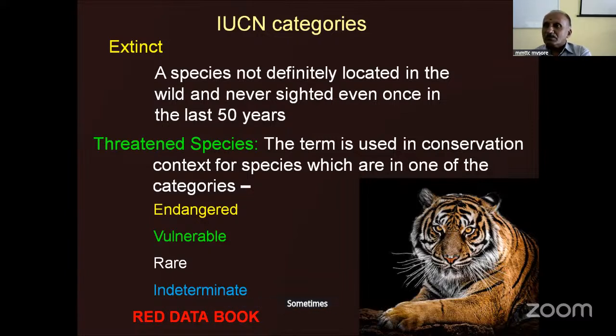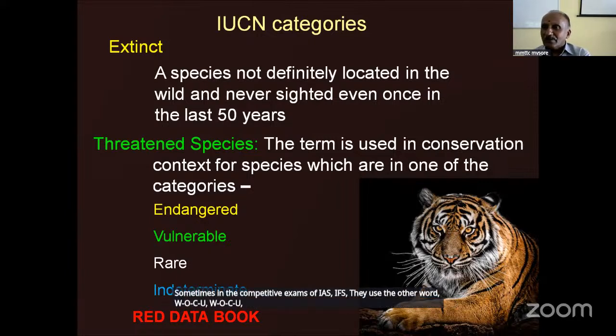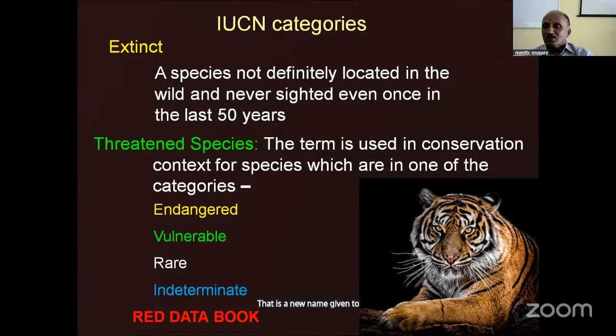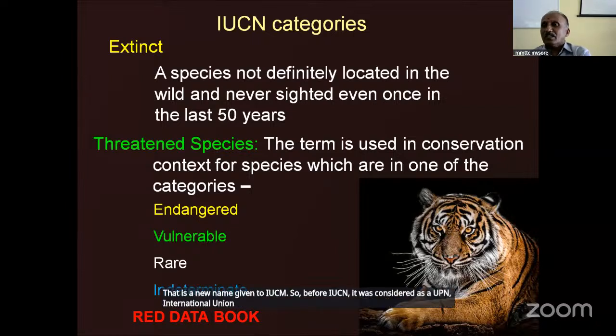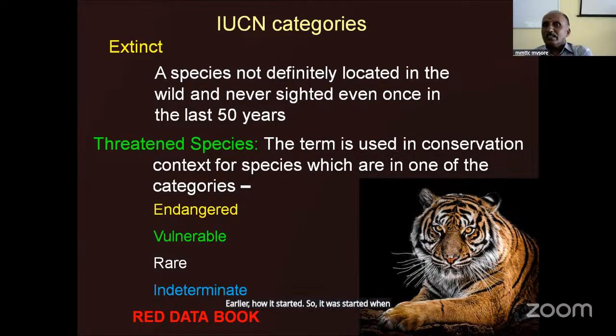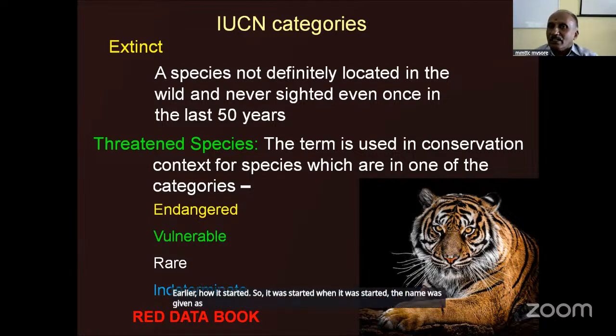Sometimes in competitive exams like IAS and IFS, they use the other word, WCU, World Conservation Union. That is the new name given to the IUCN. Before the IUCN, it was called the IUPN, International Union for Protection of Nature. When it was started, the name given was IUPN. Then later on, it was changed into IUCN, and now it has changed into WCU, the World Conservation Union. But all mean the same.